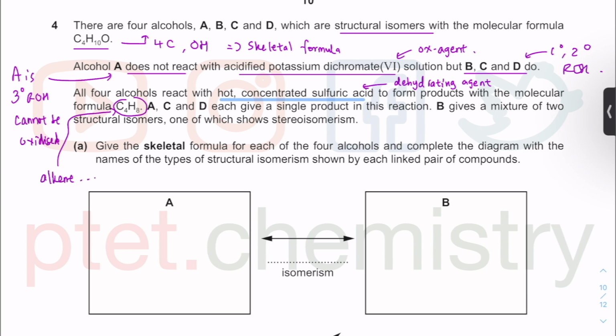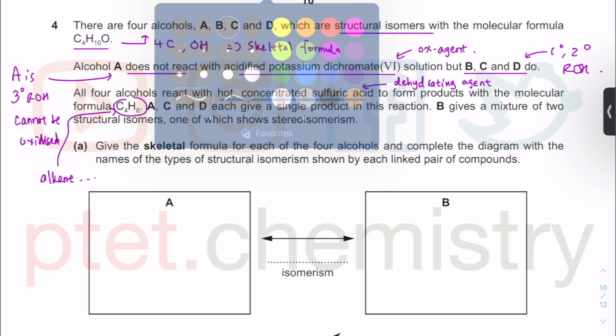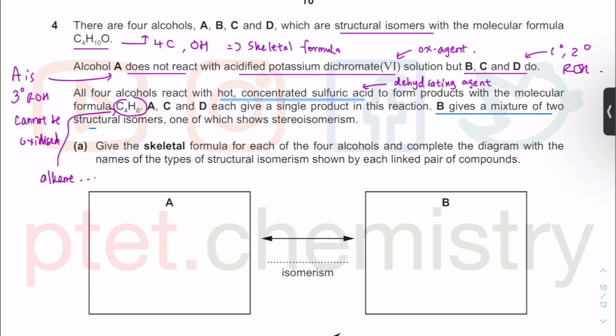Now A, C, and D each give you a single product in this reaction. But what is important is you have B giving you a mixture of 2 structural isomers, one of which shows stereoisomerism. When you have alkenes and stereoisomerism, based on the definition that we had in the earlier questions, stereoisomerism is broken down into optical isomerism with a chiral carbon. That is less likely given that you have 4 carbons, but we'll check in a bit. But the other thing you have to consider when you have carbon-carbon double bond alkene chemistry, it could also be cis and trans, which is geometric isomerism.